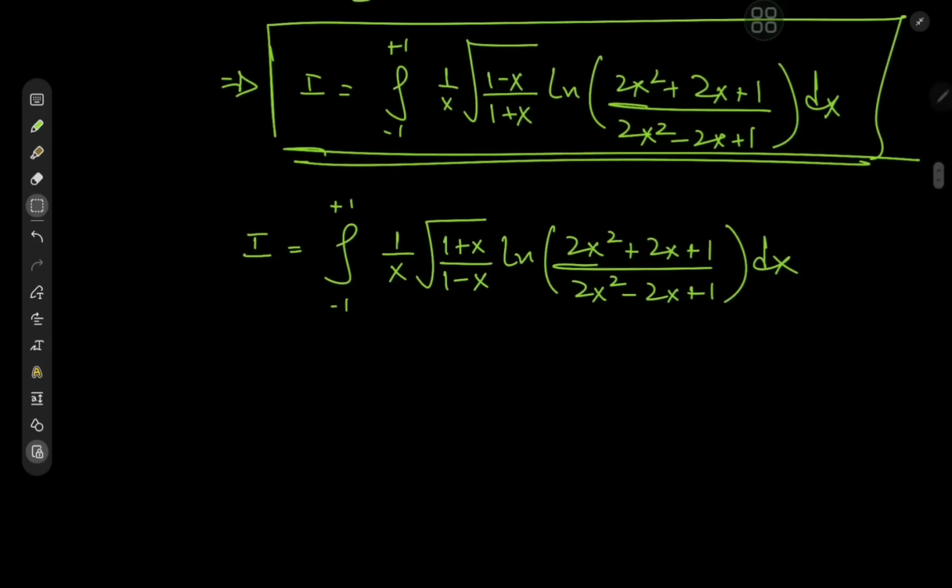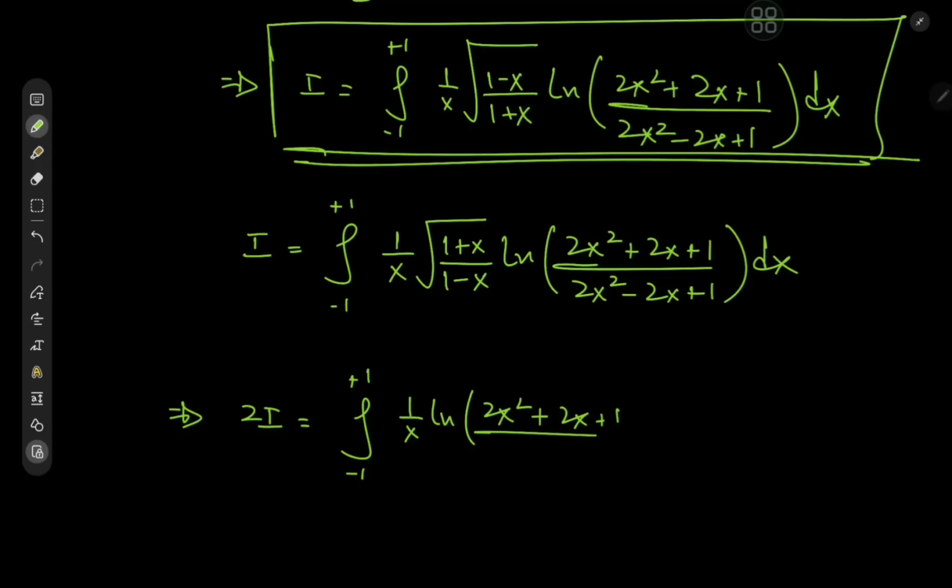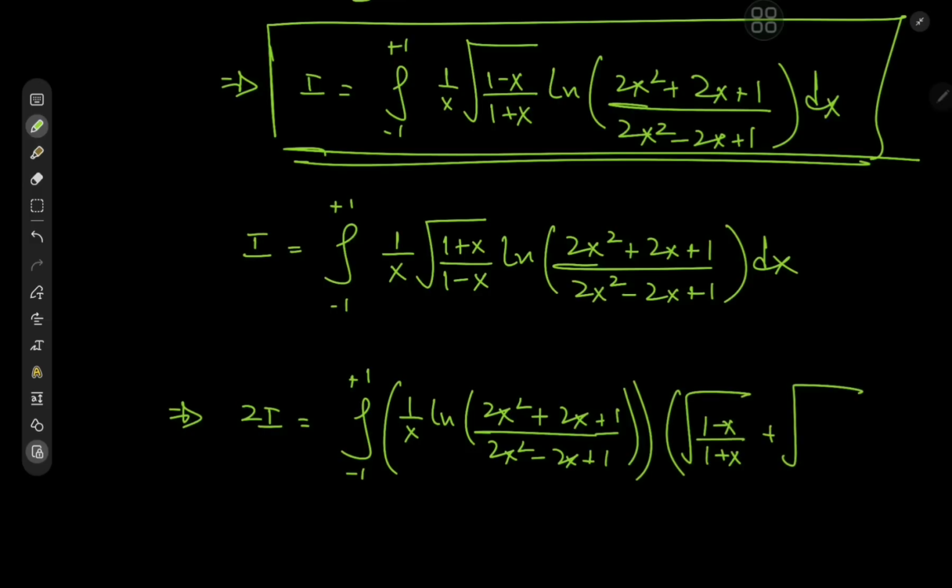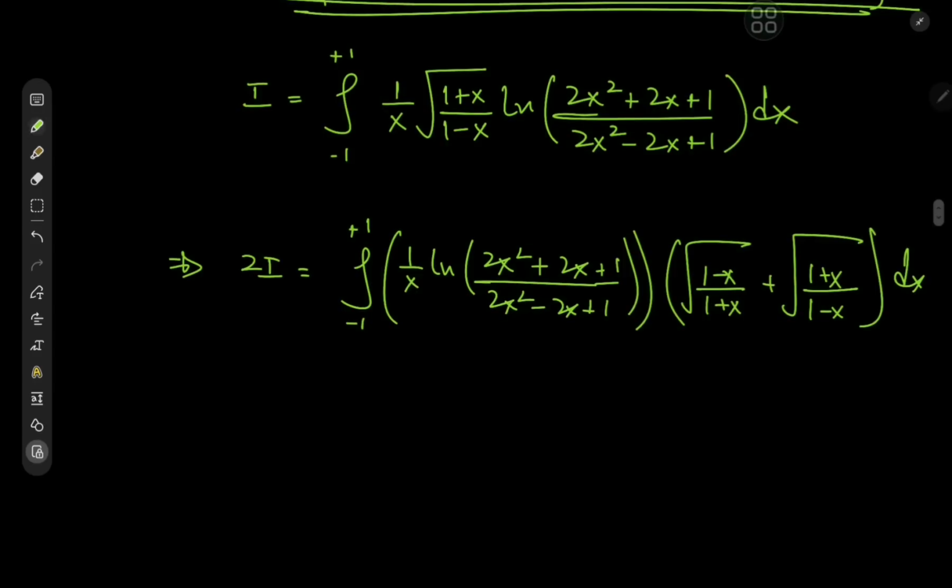So let's add up these integrals to get on the left-hand side 2 times I, and on the right, using the linearity of the integration operator, we combine them to get, well, we have 1 by x times log 2x squared plus 2x plus 1 divided by 2x squared minus 2x plus 1 factored out. And we're left with what exactly? We're left with root 1 minus x divided by 1 plus x plus root 1 plus x divided by 1 minus x dx. And this is pretty cool because it's very easy to simplify.